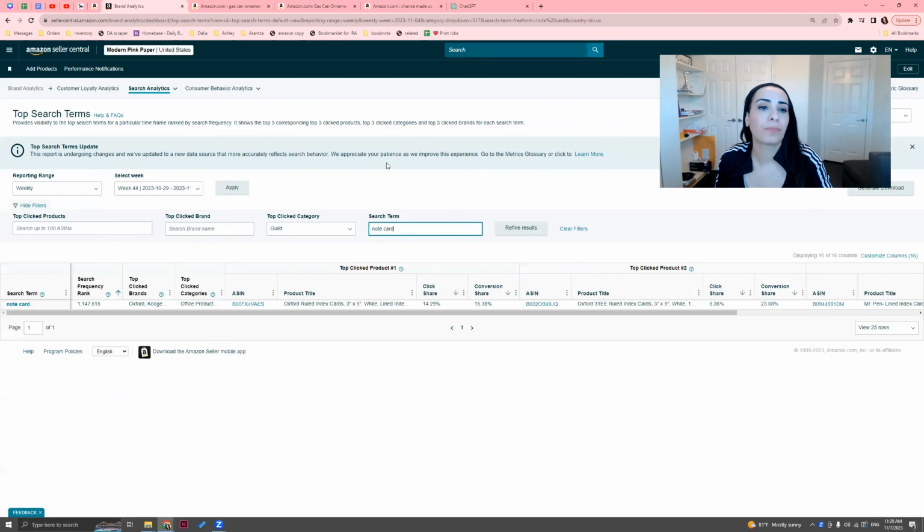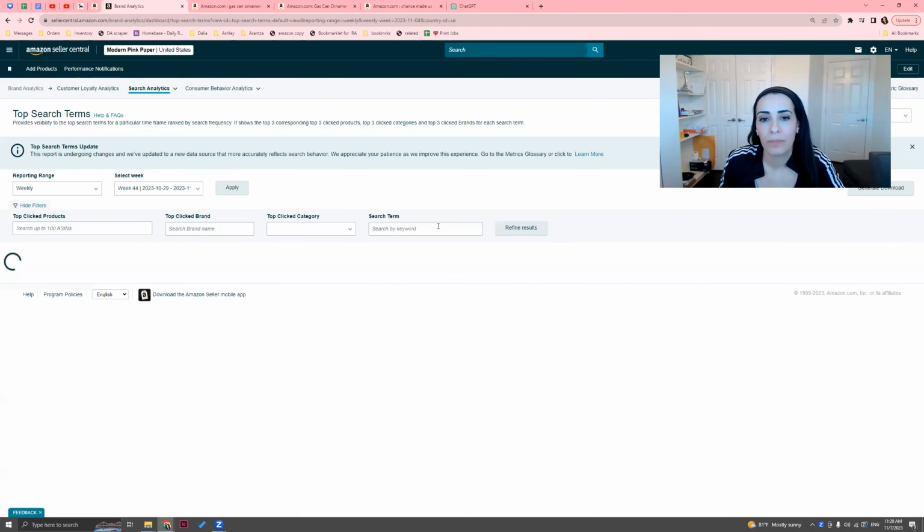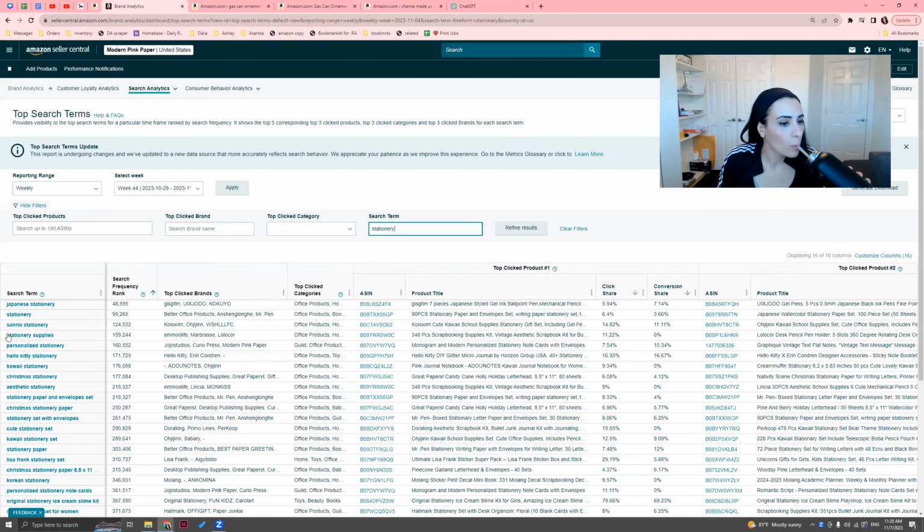No card. And I put it in guild, but maybe I should remove guild. Hold on. Let's do stationery without guild. Some of these are always very popular. Kawaii, Hello Kitty. I don't want to compete with Christmas stationery, it's just too much.